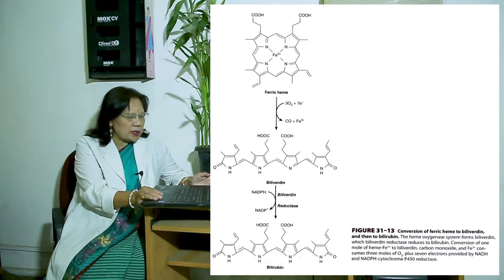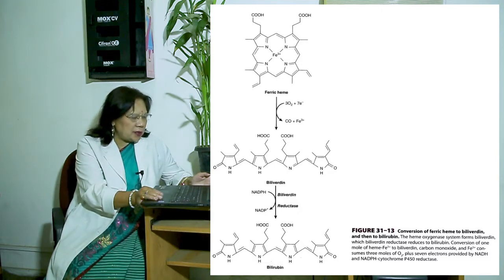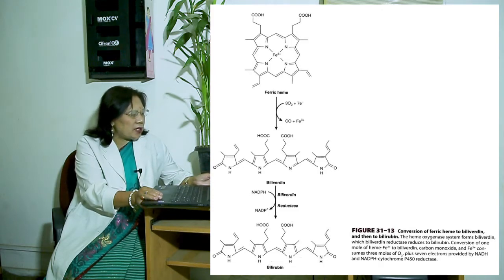So the heme oxygenase system forms biliverdin, which biliverdin reductase reduces to bilirubin. Conversion of 1 mole of ferric heme to biliverdin, carbon monoxide, and ferrous iron consumes 3 molecules of oxygen plus 7 electrons provided by NADPH and cytochrome P450 reductase. So this is how ferric heme is converted to biliverdin and finally to bilirubin.